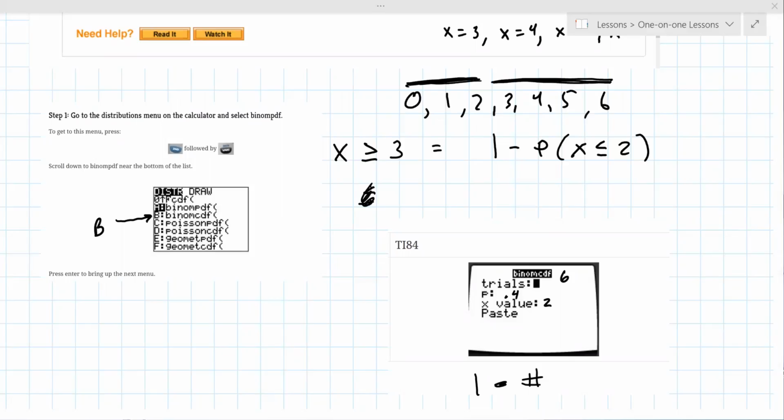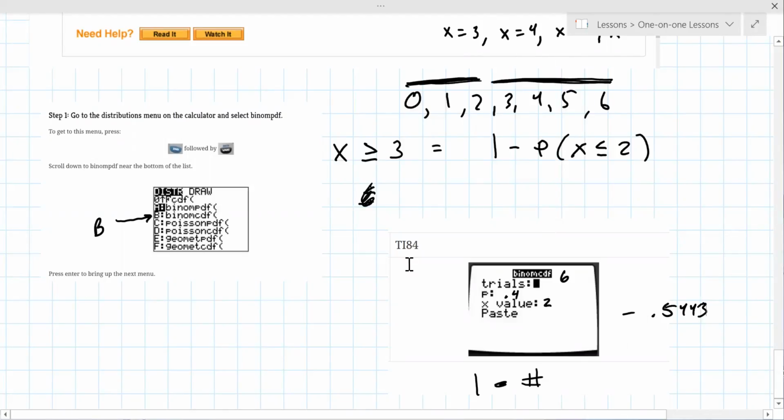I got an error for some reason. All right, so when I do this, 6 trials, p-value of 0.4, x value of 2, the number that I get here is 0.5443.